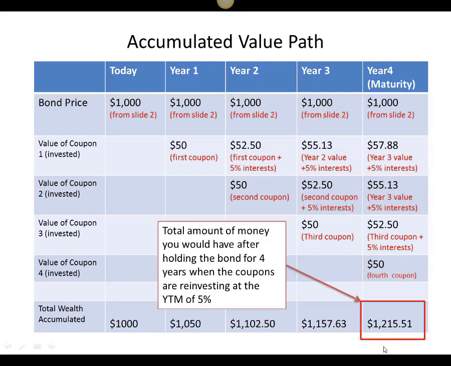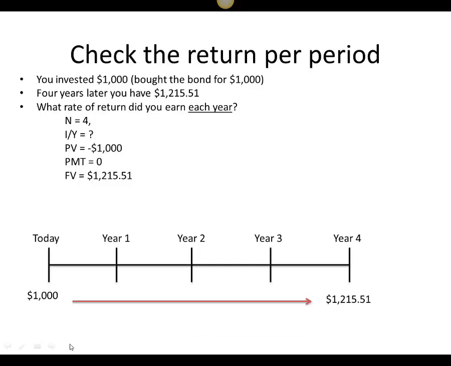Okay, so let's summarize that. The total amount of money you would have after holding the bond for 4 years, when the coupons are reinvested at the yield to maturity of 5%, would be our $1,215.51.